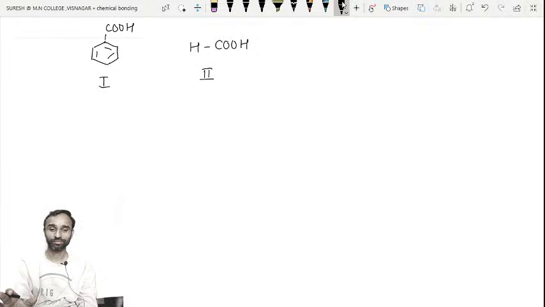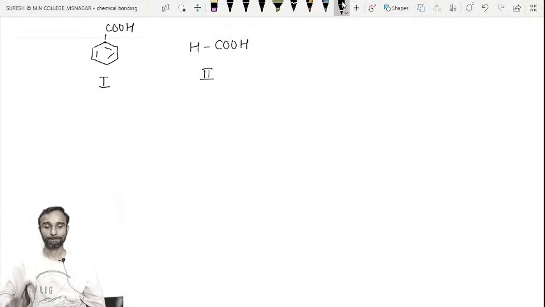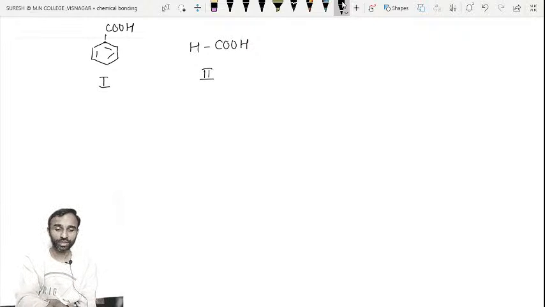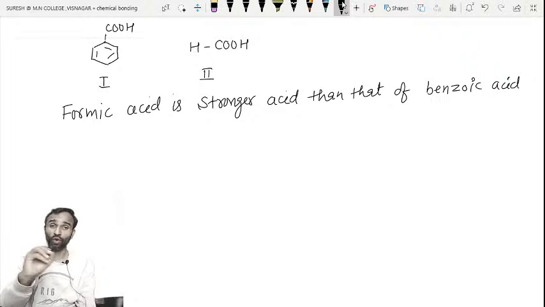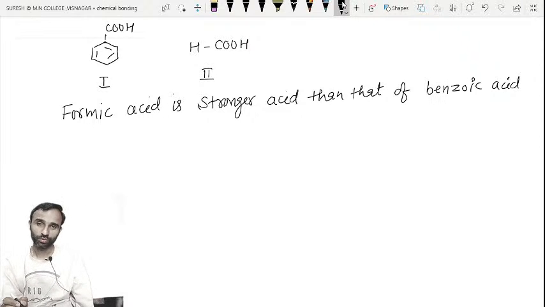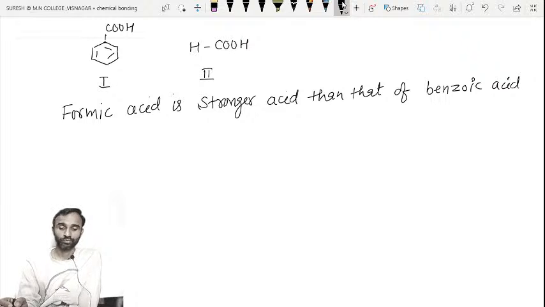Very important question. Great. Formic acid is a stronger acid than benzoic acid. Can you tell me why? Why is it so?